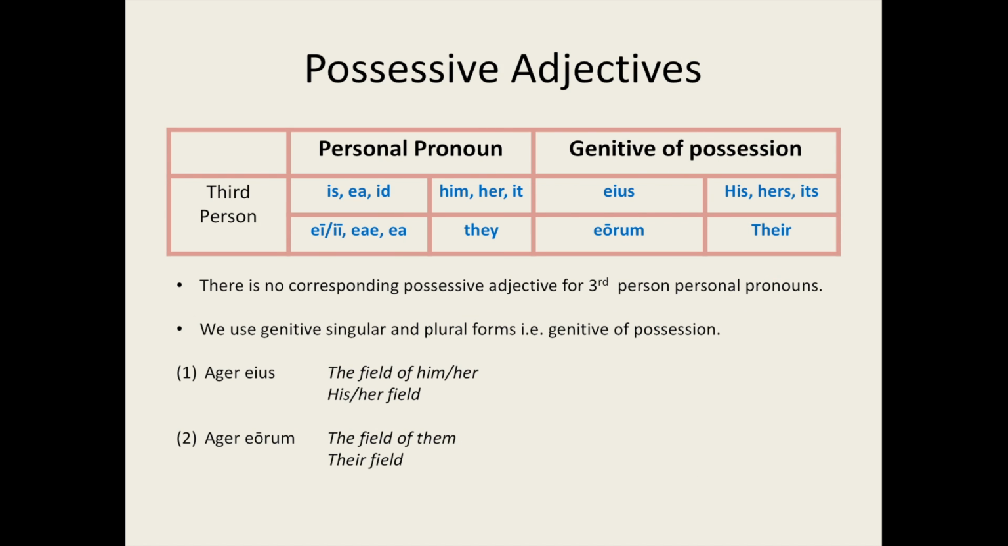There are no third-person possessive adjectives in Latin. Instead, we use the genitive of possession with the singular and plural genitive forms eius and eorum. For example, ager eius literally means the field of him or her. We would probably translate this as his or her field. Ager eorum means the field of them or their field.